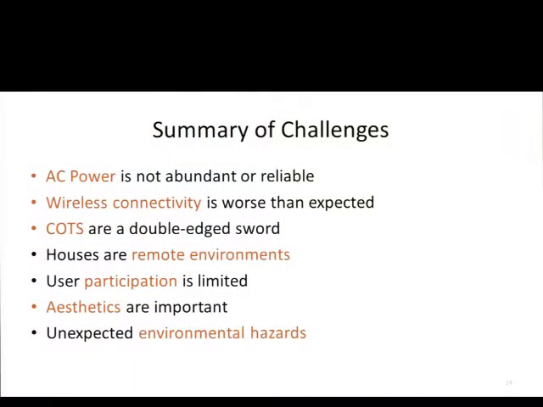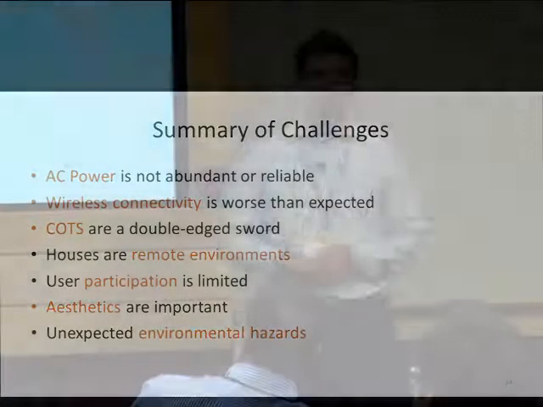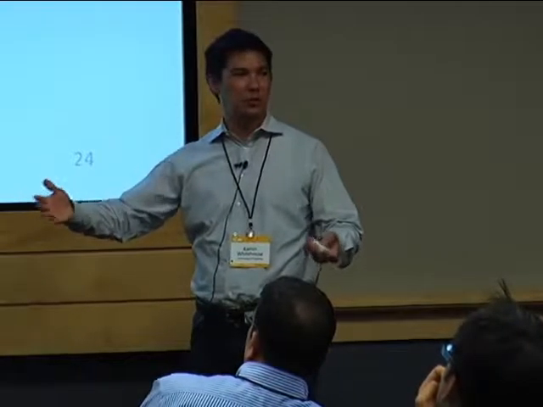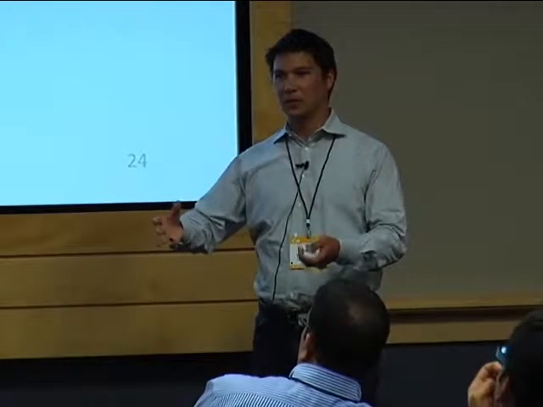So just to summarize the things that I talked about, we found that AC power does not mean abundant and reliable power in homes. Wireless connectivity in houses isn't as good as we had expected it to be. COTS devices, commercial off-the-shelf devices, are a double-edged sword. They save you design time, but they don't necessarily save you deployment or maintenance time. Houses are kind of like remote environments, especially when you don't own them or know people or live in them yourself.